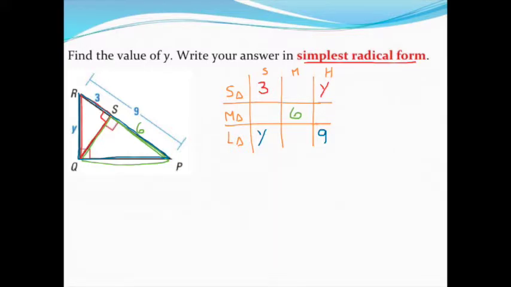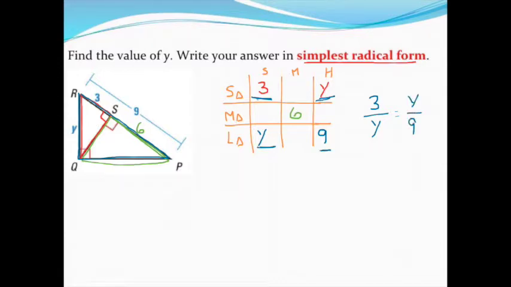The proportion that I'm going to write is I'm going to match up 3 and y. So the first and third columns in my chart. So I want to find another spot where I can use the first and third columns, and that's down here. So I'm going to match up 3 over y equals y over 9 for my proportion.